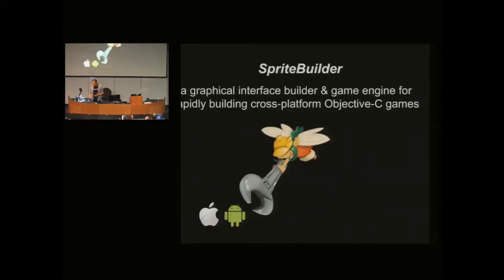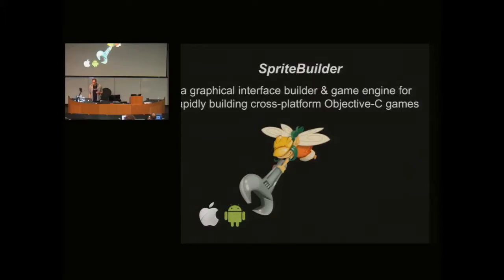So I'm actually going to build an app during this talk, and hopefully my demo will go well. By the time we're done, we're going to have an Angry Birds game that runs on both iOS and Android. To do it, I'm going to use the Sprite Builder tool, which is a graphical interface builder for Mac that allows you to rapidly prototype and deploy games to both iOS and Android.